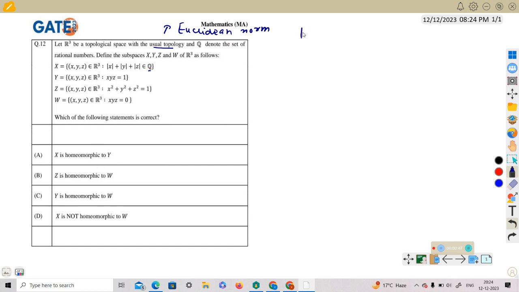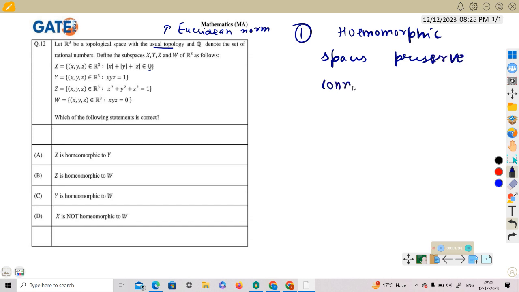So we are going to use here some results. Homeomorphic spaces preserve the number of connected components.